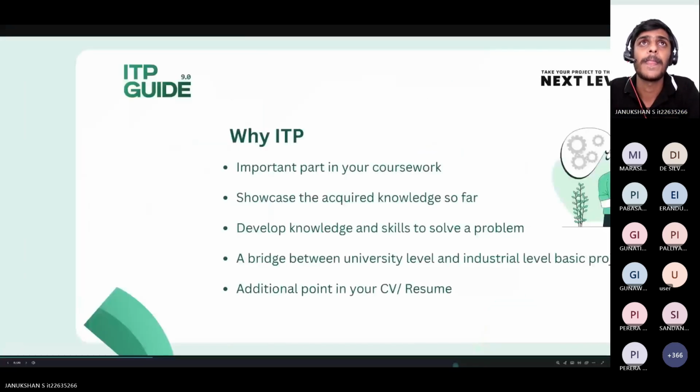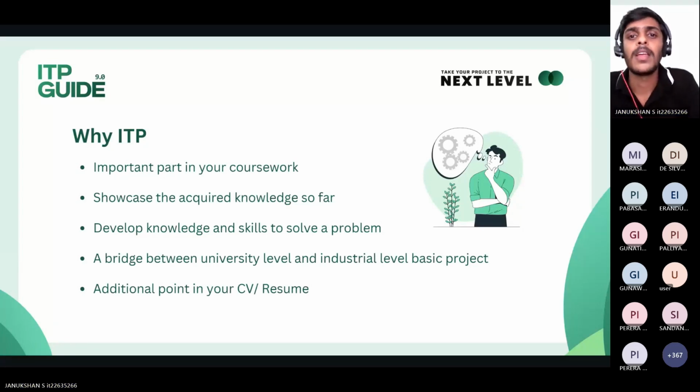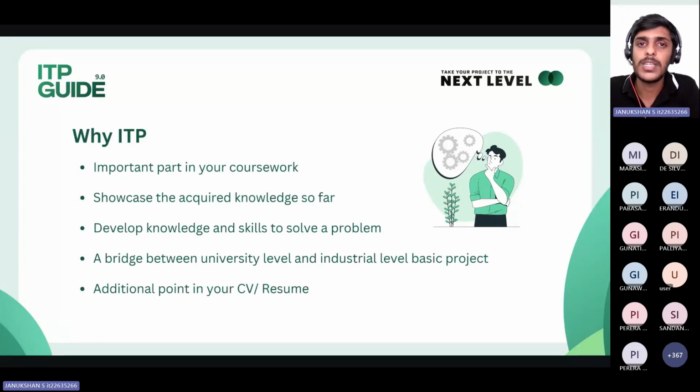And next, why ITP? The purpose of ITP and its objectives. ITP is an important part of your coursework. From the academic perspective, you should definitely pass this module, and it will have a high impact on your GPA. Not only that, you can showcase your acquired knowledge so far, because this project will give you a very good opportunity to give life to the theories, concepts, and coding practices that you have learned so far.